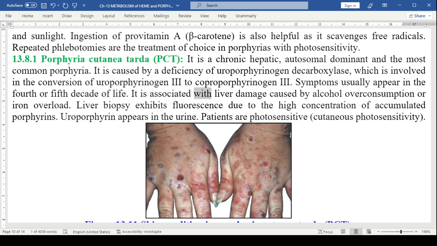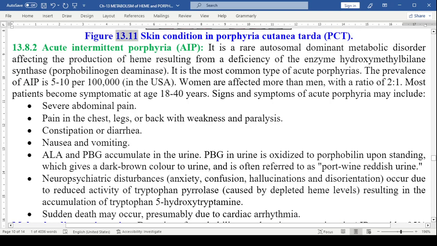It is associated with liver damage caused by alcohol overconsumption or iron overload. Liver biopsy exhibits fluorescence due to the high concentration of accumulated porphyrins. Uroporphyrin appears in the urine. Patients are photosensitive, with cutaneous photosensitivity. Figure 13.11 Skin condition in Porphyria cutanea tarda, PCT.